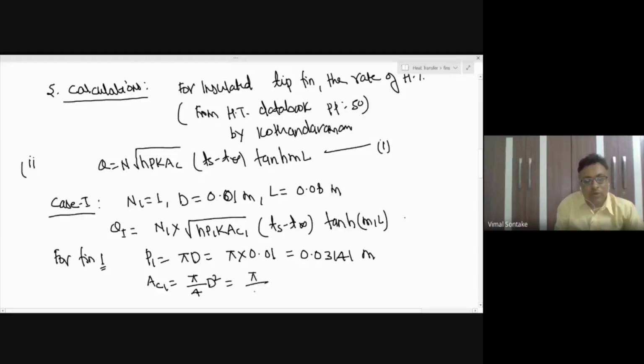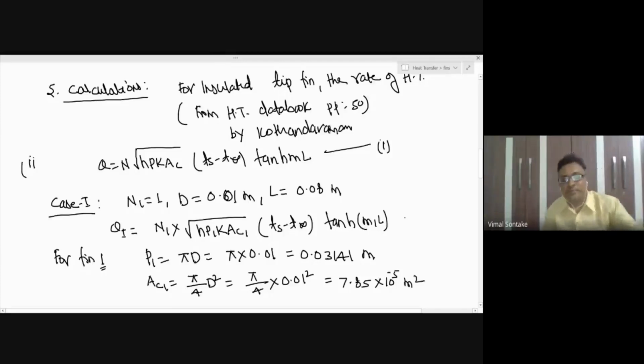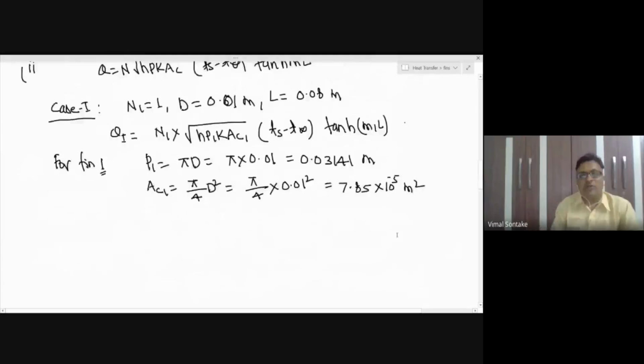Similarly, cross-sectional area Ac1 will be pi by 4 d square. Pi by 4 into 0.01 square. What will be this value? Pi by 4 into 0.01 square. Please check whether I have calculated correctly or not. 7.85 into 10 to power minus 5 meter square. So I have the P1 value, cross-sectional value for pin of larger diameter in case 1.